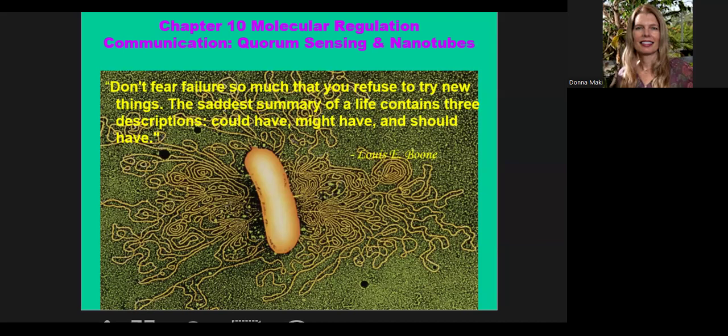Okay, so today we are starting a new topic. I should probably rename it. It's put down as regulation of gene expression on the syllabus, but really what we're talking about is microbial communication. How do microbes communicate and coordinate their behavior? And so this started off with the idea of quorum sensing.